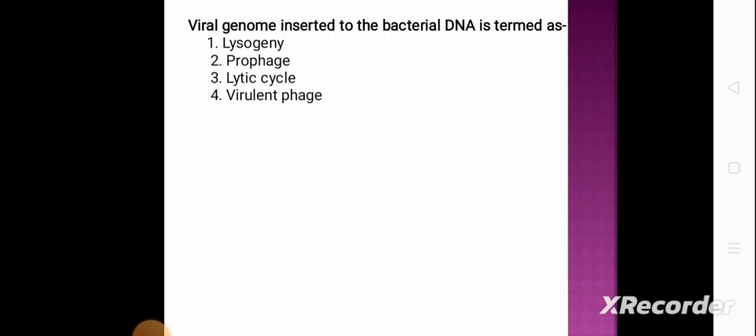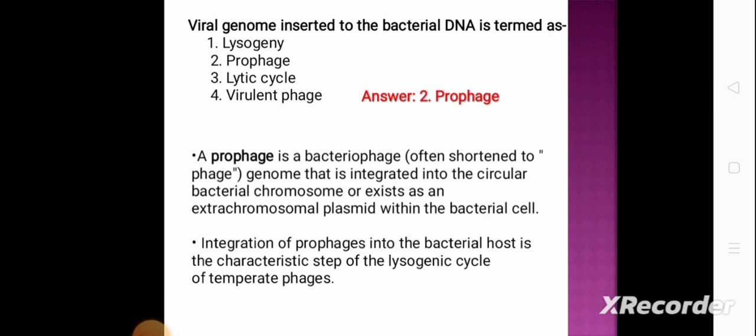Next question. Viral genome inserted into bacterial DNA is termed as: option 1, lysogeny; option 2, prophage; option 3, lytic cycle; and option 4, virulent phage. The correct answer is option 2, prophage. A prophage is a bacteriophage genome, often shortened to phage, that is integrated into the circular bacterial chromosome or exists as an extrachromosomal plasmid in the bacterial cell. Integration of the prophage into the bacterial host is a characteristic step of the lysogenic cycle and temperate phage.